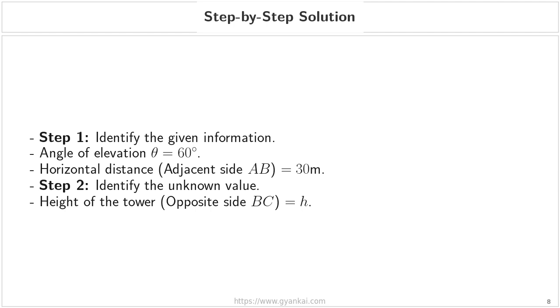Next, in step 2, we need to clearly define what we are actually trying to find. Our goal is to determine the height of the tower, which is the side opposite to our angle, labeled as BC to make our calculations easier. Let's represent this unknown height with the variable h. Now that we have the scenario laid out, let's move into the actual calculation by breaking it down into logical steps. By clearly separating what we know from what we need to find, we've set ourselves up perfectly for the next step, which is choosing the correct trigonometric ratio.